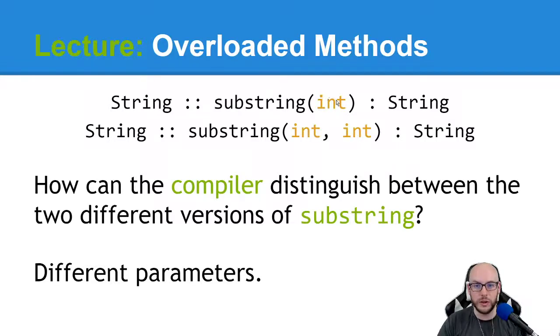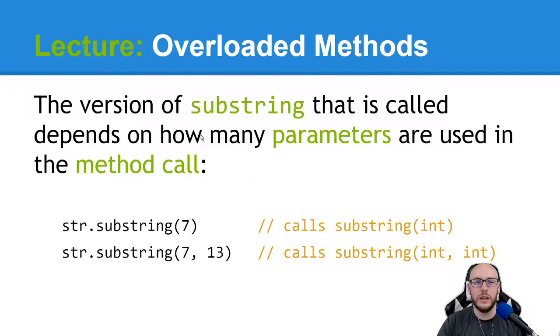This version will start at this index, inclusive, and go through the rest of the string. If you provide 2 integers when you call substring, you're going to use this version. It's going to start at this index, inclusive, and go up to this index, exclusive. The version of substring that is called depends on how many parameters are used in the method call. So here's some examples.